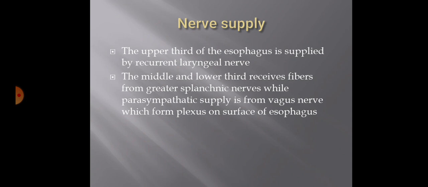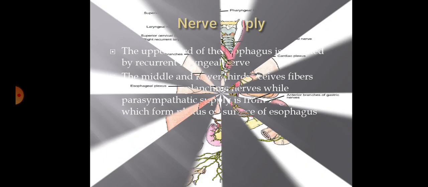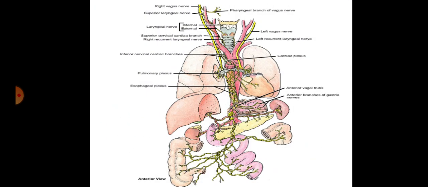Nerve supply. The upper third is supplied by the recurrent laryngeal nerve, while the lower and middle parts receive their innervation from the vagus nerve. So the vagus nerve supplies the middle and lower third, and the upper third also from the vagus nerve through the recurrent laryngeal nerve.